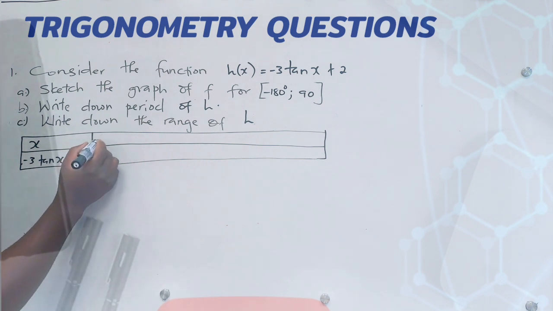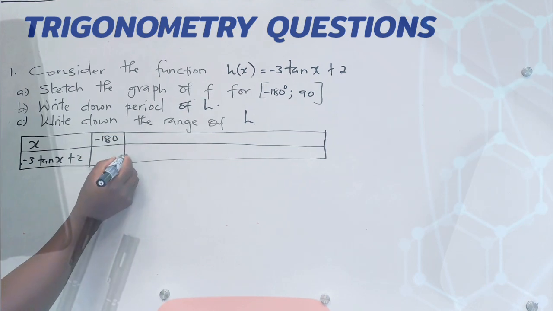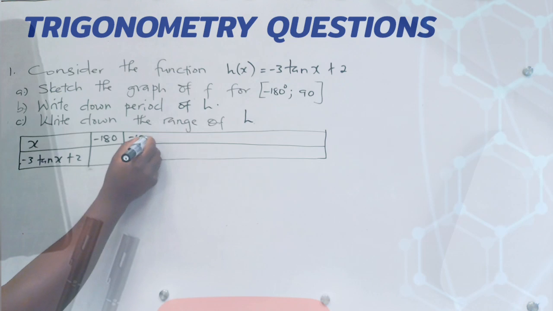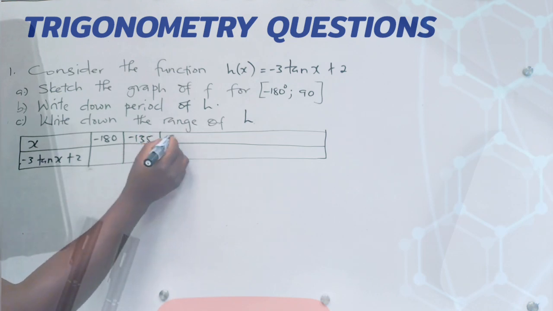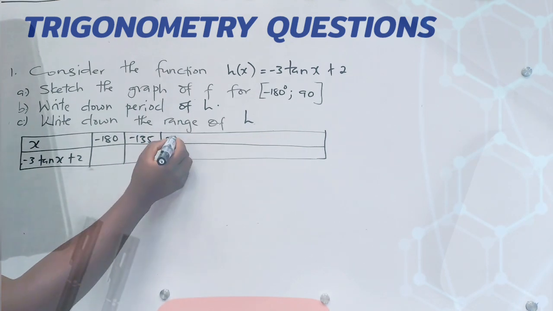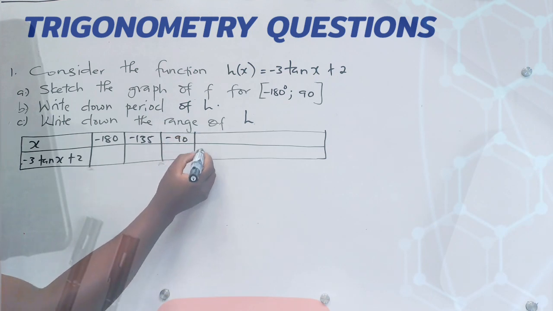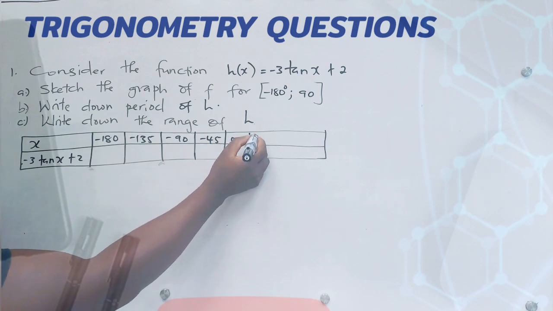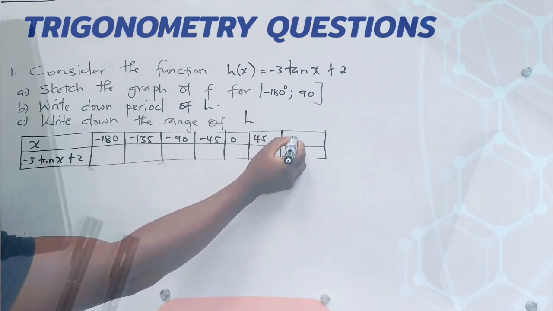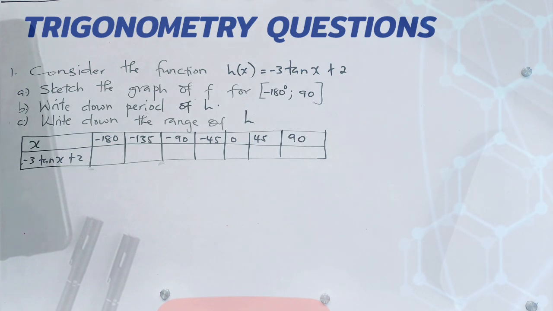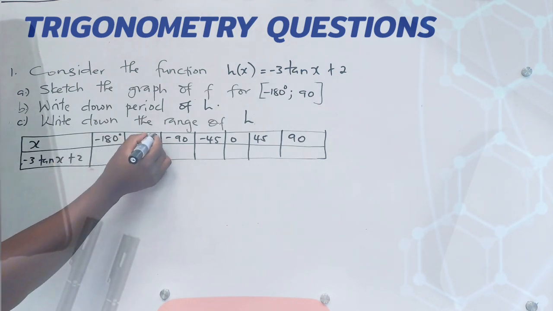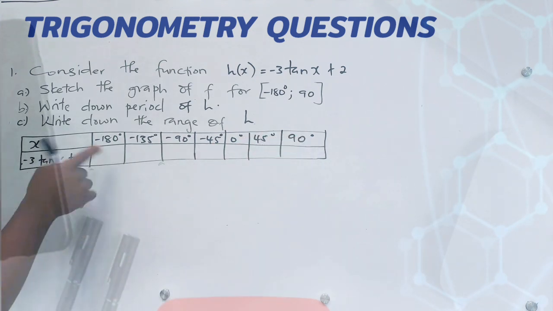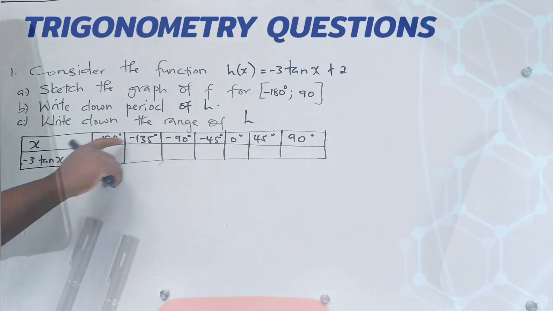So from negative 180, we say plus 45, we get negative 135. Negative 90, plus 45, you get negative 45. Plus 45, you get 0. And plus 45, you get 45. Plus 45, you get 90 degrees. So these are degrees. Then from there, you punch it on the calculator by substituting x with these values.